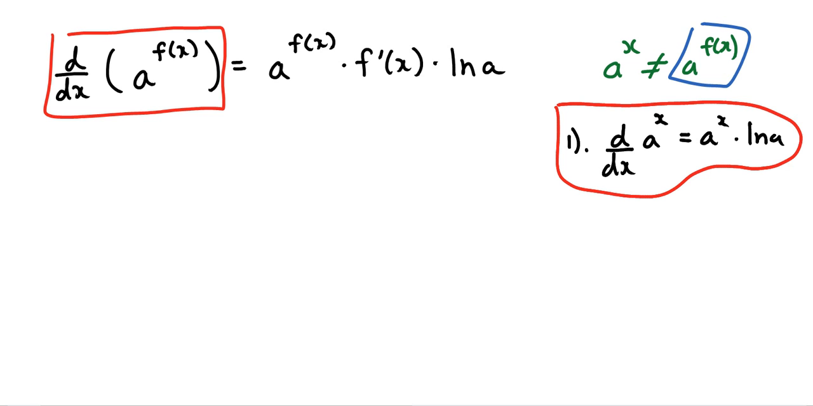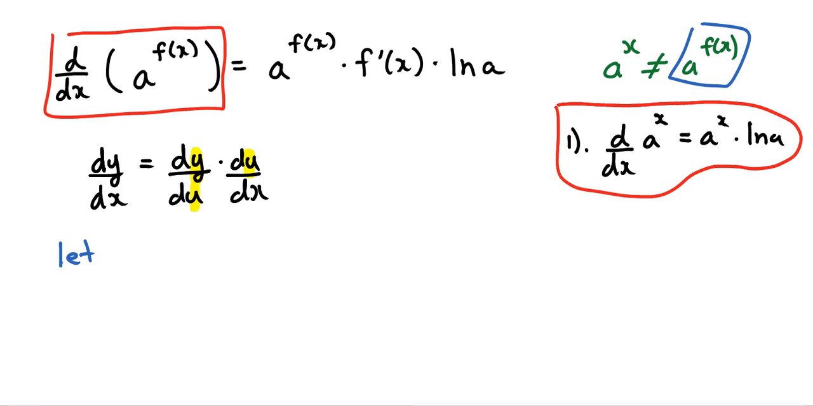If I have my definition of the chain rule, dy by dx is dy by du times du by dx. I'm going to show this example using the chain rule, which means I need let statements for my y and u variables. Let y be a to the power of u, and let u be f of x. I haven't really changed anything yet.